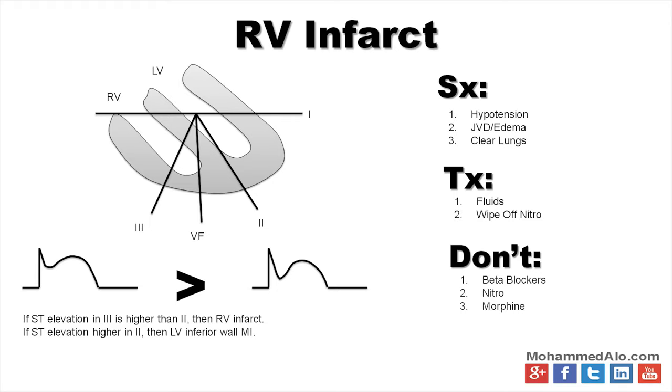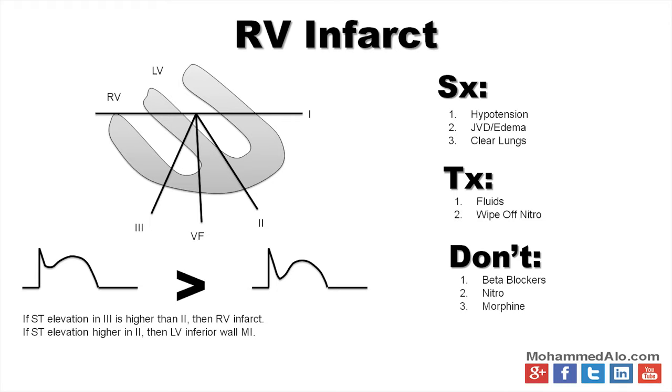Your lungs are clear, so when the LV contracts and relaxes, it sucks blood out of the lungs and pushes it forward. But if your RV isn't able to push that blood forward into the lungs, you're going to have no preload, and your heart doesn't pump very efficiently or very well at all. That's why you get hypotensive.